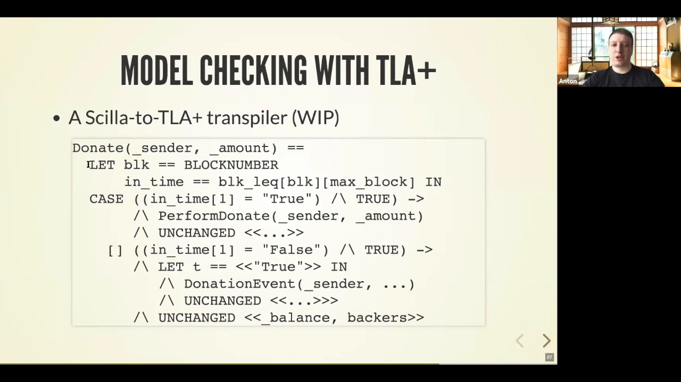This language is called TLA+, as already mentioned. For example, we translate the Scilla match statement into this case expression, because TLA+ doesn't have pattern matching, but Scilla does. Also, we have to specify precisely which variables are changed and which are not. Here you can see UNCHANGED in all caps, that's TLA+ syntax for the unchanged variables. I'm not showing you a pretty big expression over here, but here you can see that sometimes the balance and backers are not changed. They are not changed, for example, if it's after the deadline. We're not accepting any more donations, so the backers map and the balance cannot be changed.